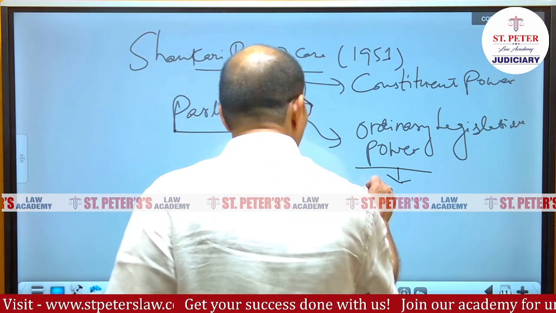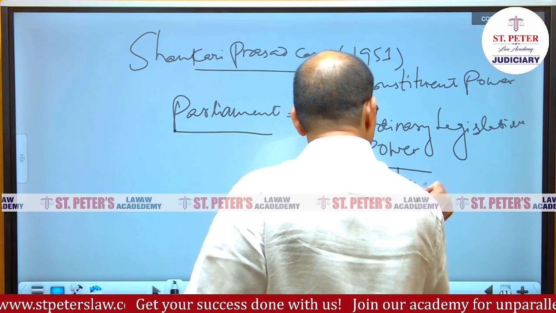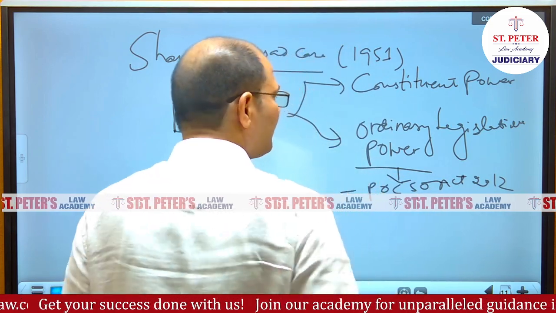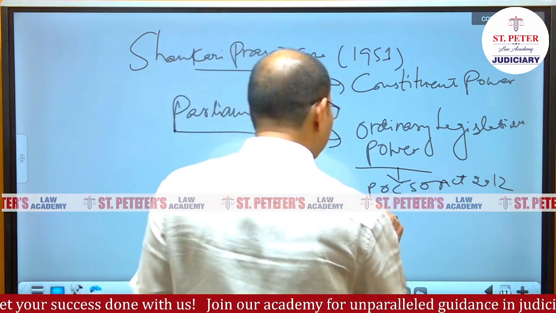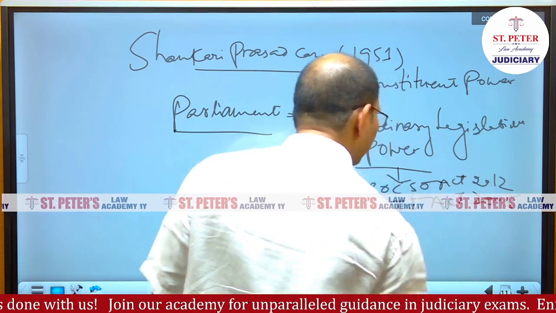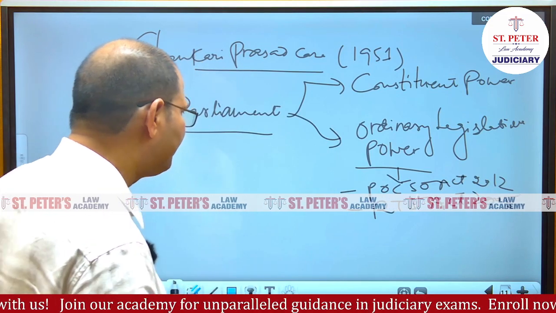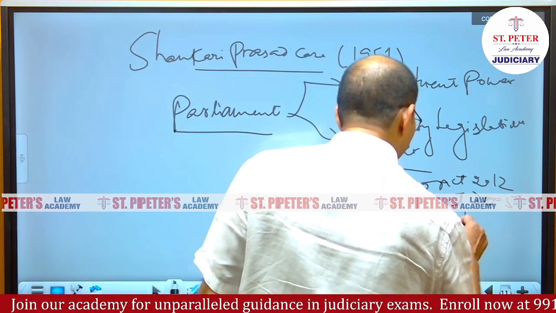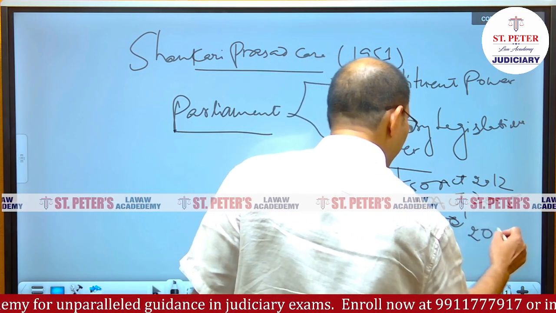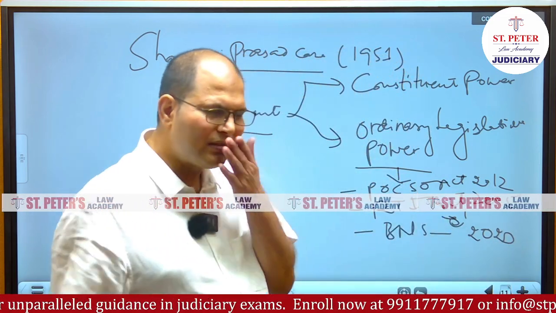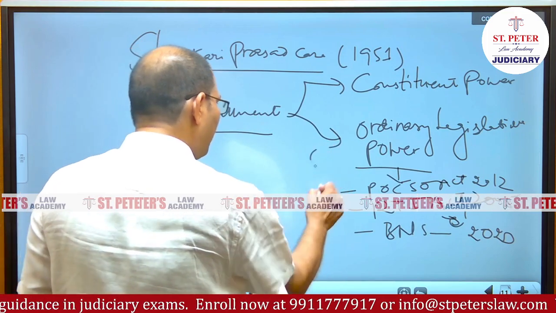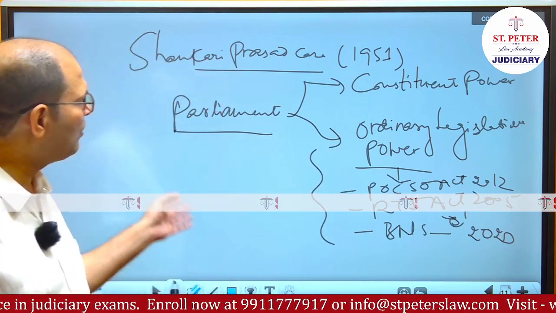For example, the POCSO Act was enacted by the Indian Parliament, right? The RTI Act 2005 was enacted by the Indian Parliament, exercising its ordinary legislative power. There are several laws like Bharatiya Nyaya Sanhita Act 2023, Nagrik Suraksha Sanhita, etc. These ordinary laws are enacted by or made by Parliament in exercise of its ordinary legislative power.